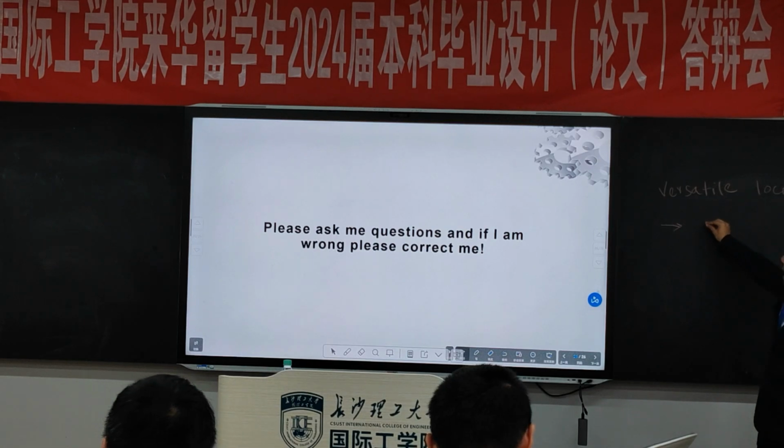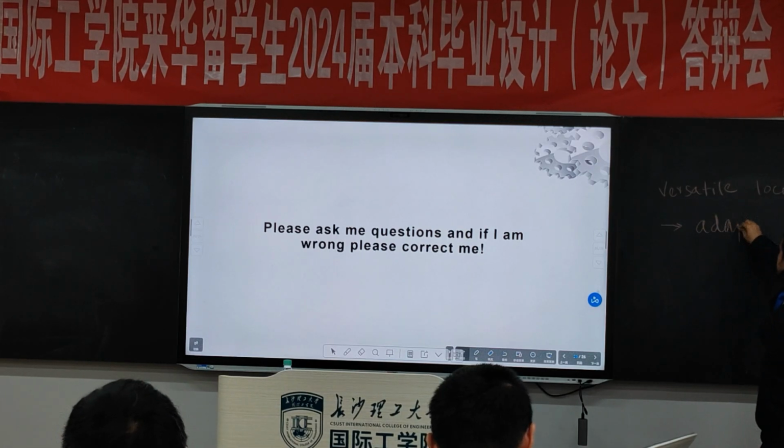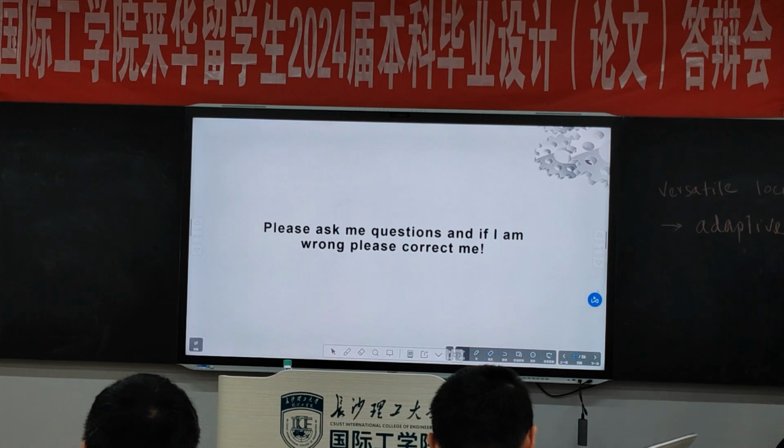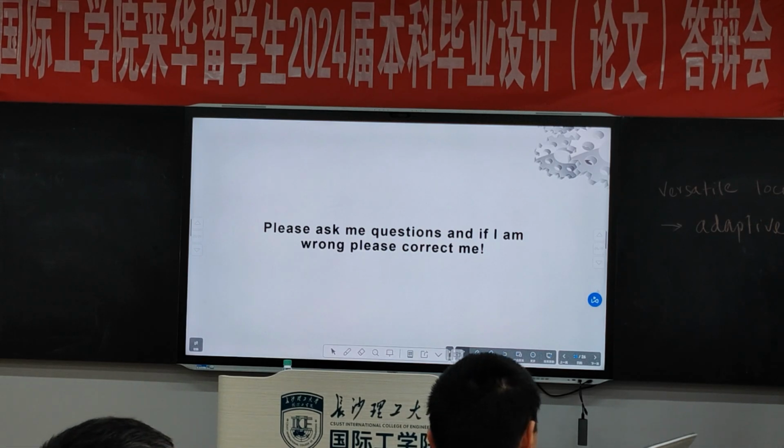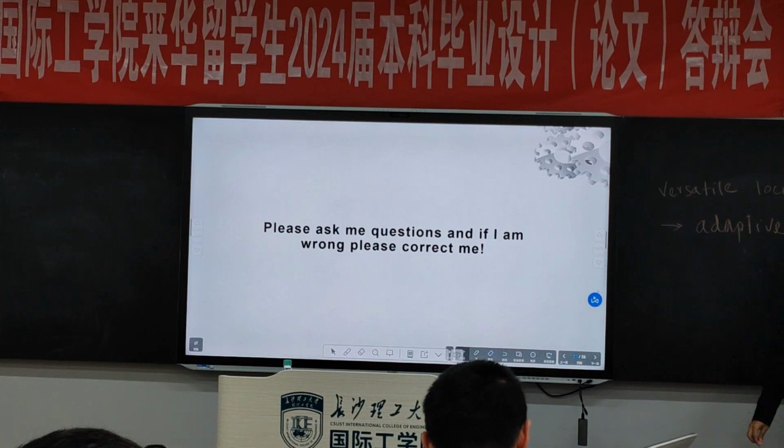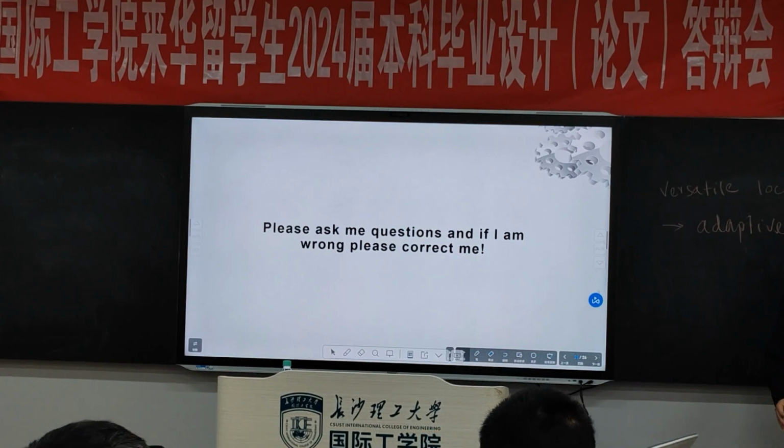One is adaptive environment. That means the snake needs to adapt to the environment, like complex terrains, which is a difficult challenge.